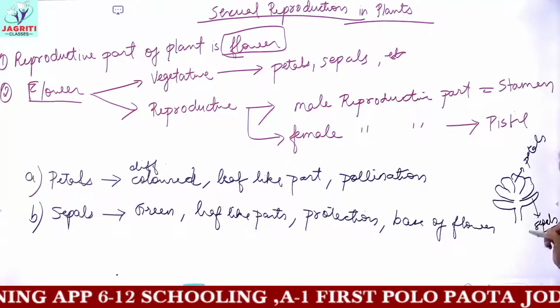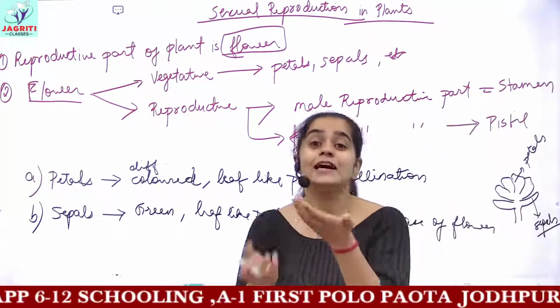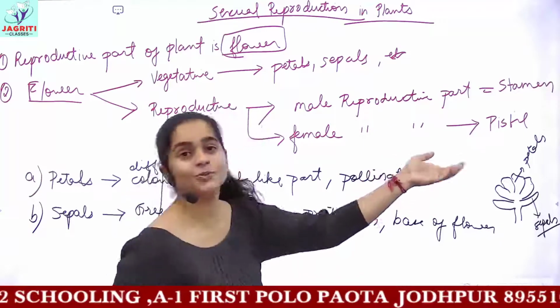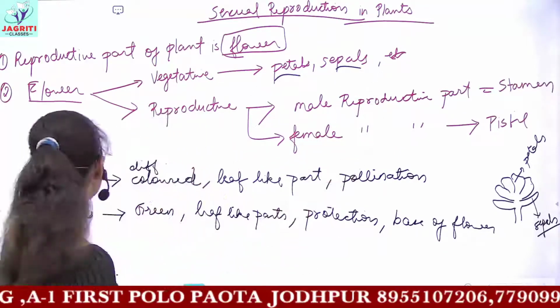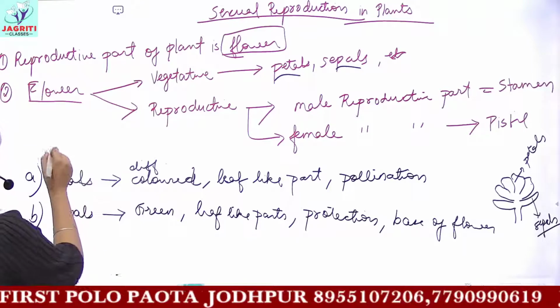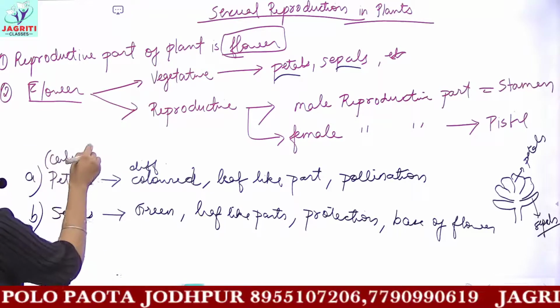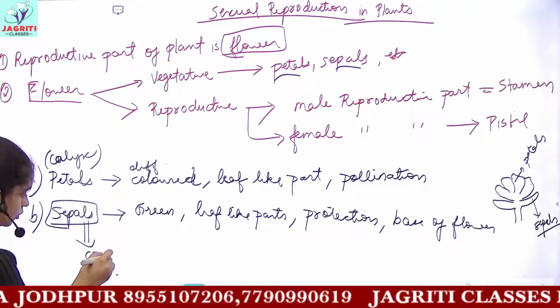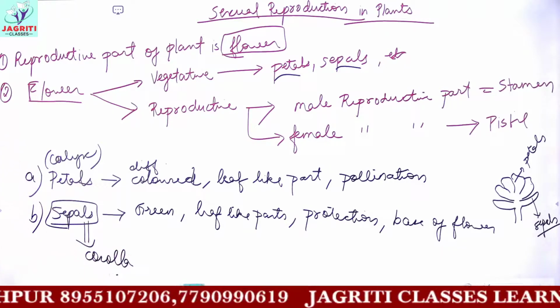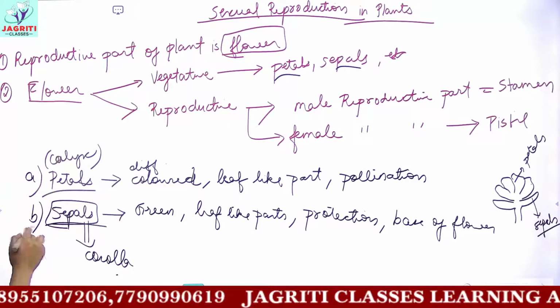They are usually green in color and they provide a base, a support to the flower or to the petals. So these were the functions of petals and sepals. The group of petals is also known as calyx and the group of sepals is also known as corolla. Okay, so these are the scientific terms for petals and sepals.